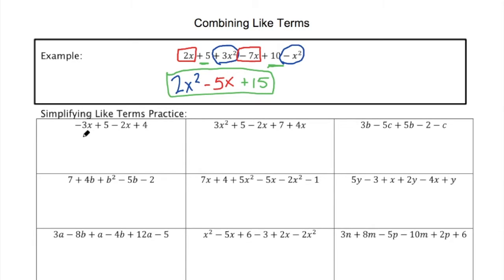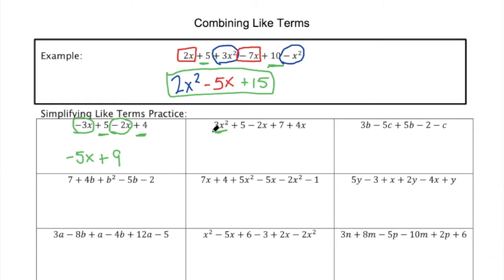Let's look at some more examples. This one's actually less complicated. Here we see a negative 3x and a negative 2x. They both have the same variable raised to the same power. Combine the coefficients, negative 3 and negative 2 is negative 5. Two constants, 5 and 4 is 9.